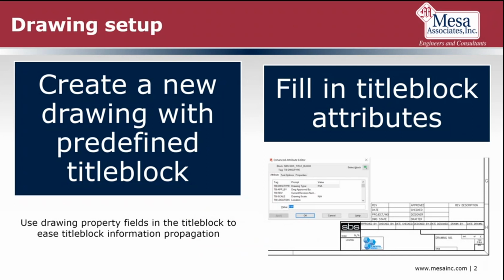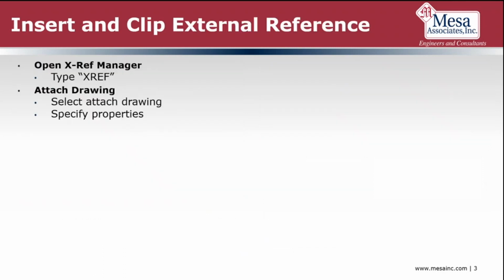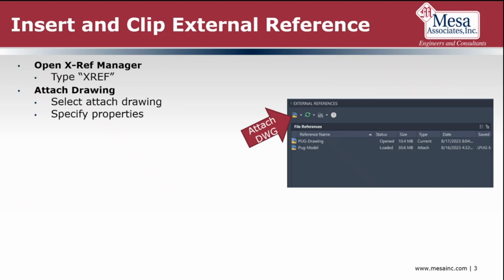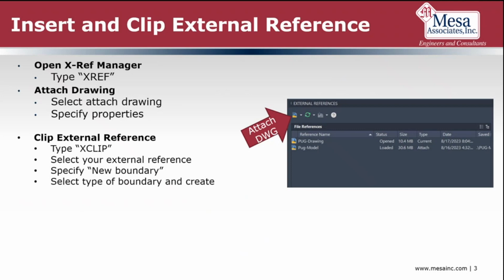Our standard setup: you start like you do every other drawing and just start with a predefined title block, fill in your attributes, and then generally within P4A, you'd start a new drawing and open your XREF manager, select attach, whichever drawing you're using. Just go into attach drawing. And then if it's a big substation that you're doing, we can use XClip just to reduce the amount that's having to be rendered at any given time.